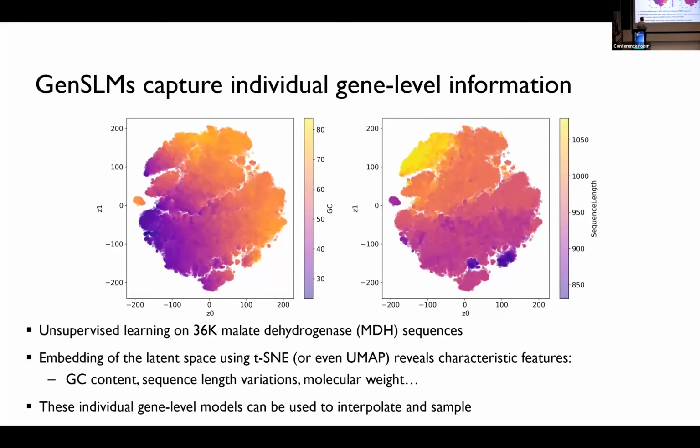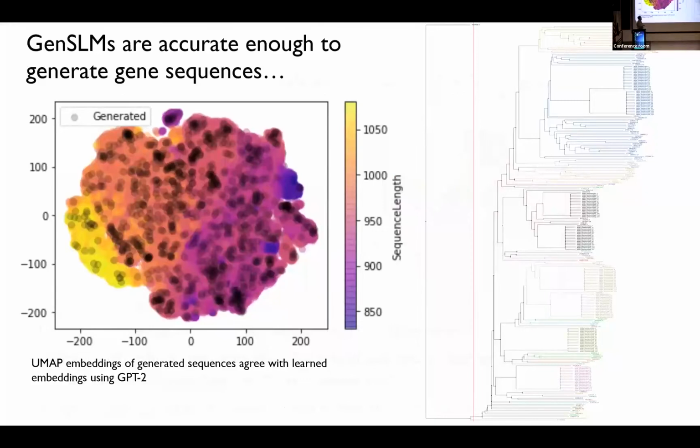And these individual gene level models can now be used to interpolate and sample from this space, right? The argument is that when you take these samples and say, give me a new example from this generative model, how does it look? I can do that, right? I can get new synthetic sequences of MDH genes, and you can look at what they look like in the space. But before doing that, I want to make sure that I'm actually sampling something that is relevant. So we ended up building this huge phylogenetic tree of 36,000 sequences, and then trying to see where these synthetic sequences fit in.